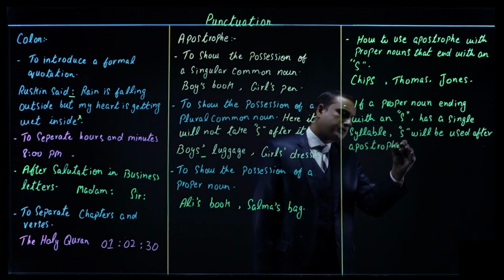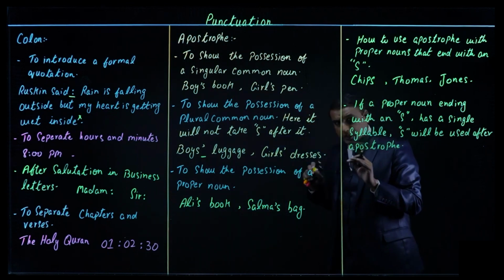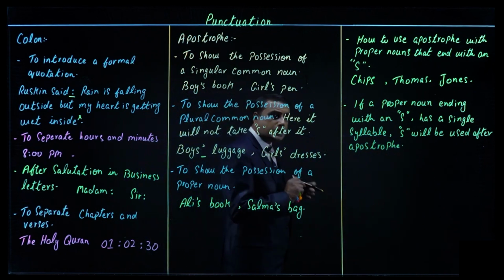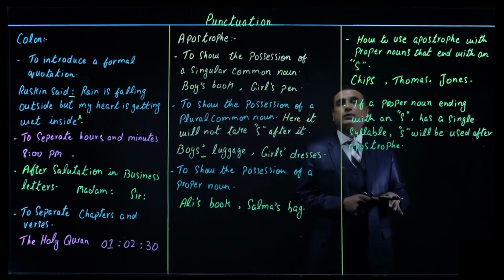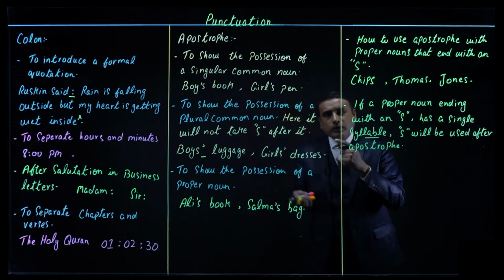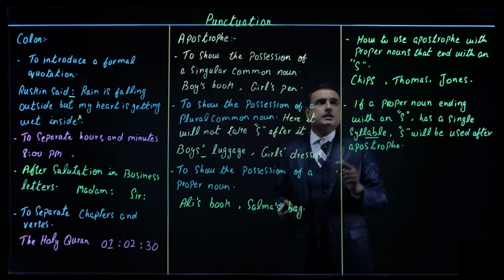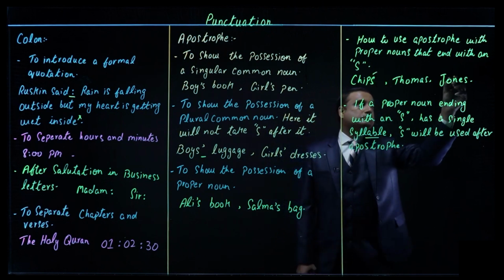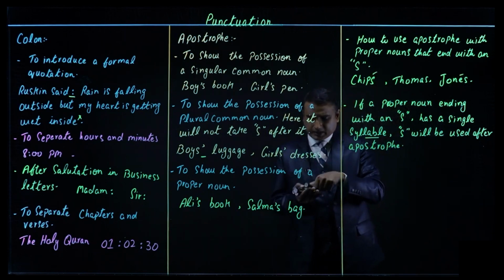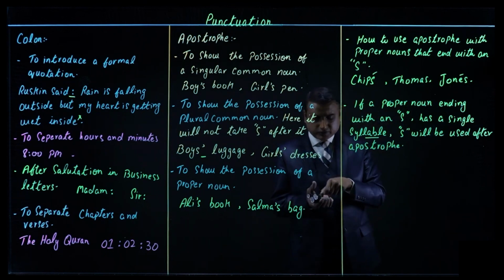अब ये बहुत समझने वाली बात है. Be very attentive and very careful about it. If a proper noun is already ending with s, but it is of single syllable. Syllable क्या है? उसकी sound एक होनी चाहिए. It must consist of a single sound. Chips, John's, single है. But here, the word Thomas, it consists of two syllables.